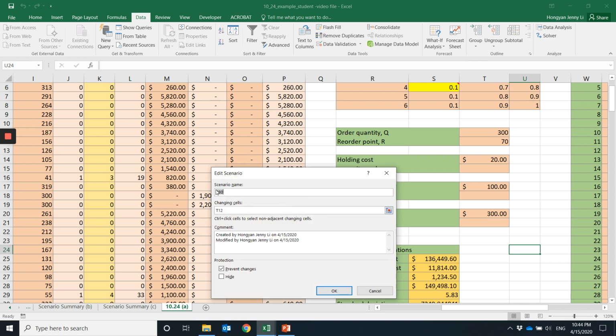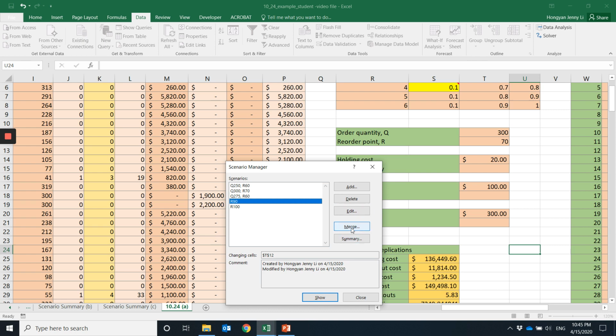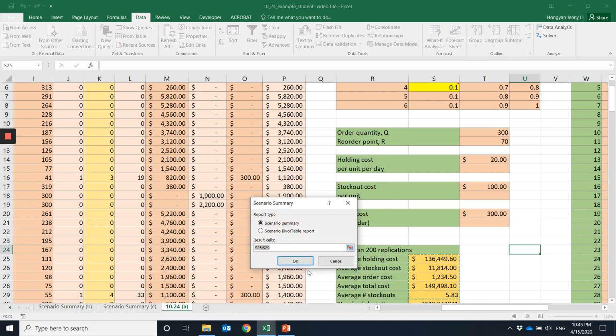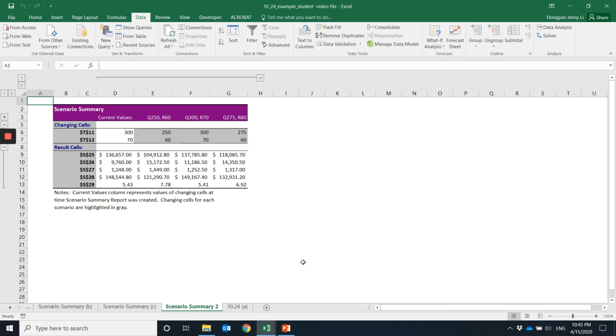I added more scenarios. Of course, you can exhaust all the combinations of Q values and R values. Here, for time reasons, I just take some examples which I think may be good, such as 275 and 60. I could also delete some, and you could continue with these scenarios. Now you can see if we have multiple different variables, the calculations also take a longer time.